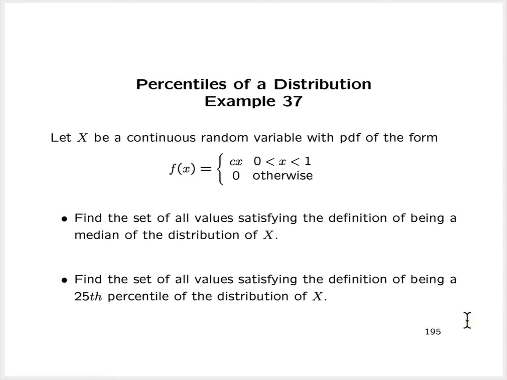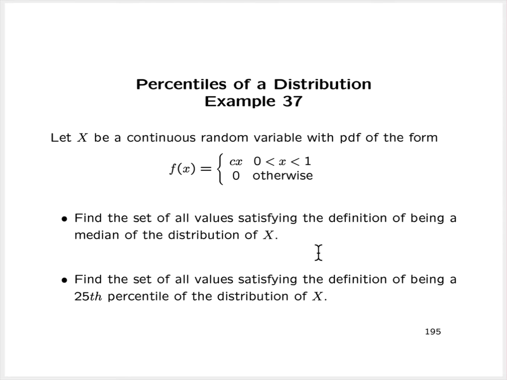So let's look at an example. This is example 37. Let x be a continuous random variable with PDF of the following form. The PDF is given by c times x for x between 0 and 1, and the PDF is 0 otherwise. We've seen this PDF before. We know that the constant c has to be equal to 2 in order for this to be a valid PDF. For this distribution, we're going to find the set of all values satisfying the definition of being a median of the distribution.